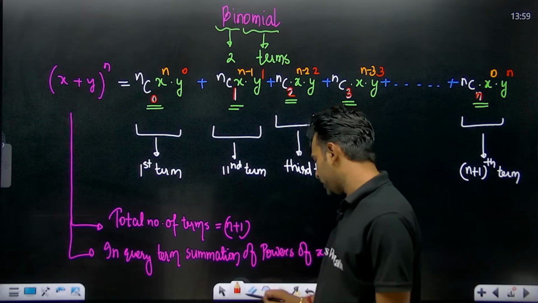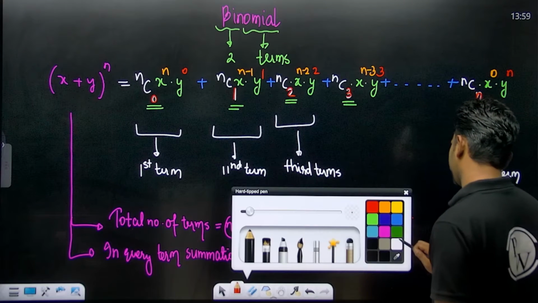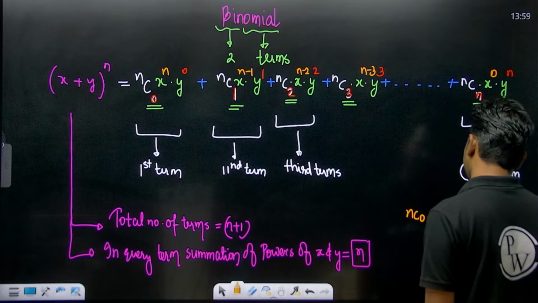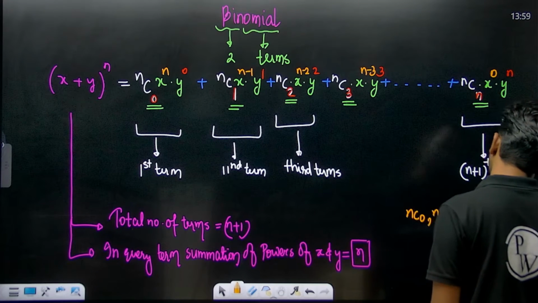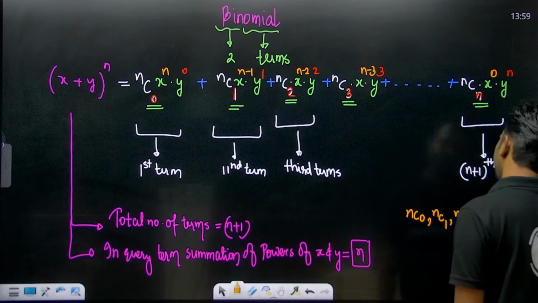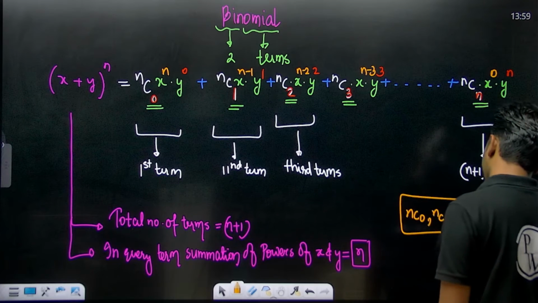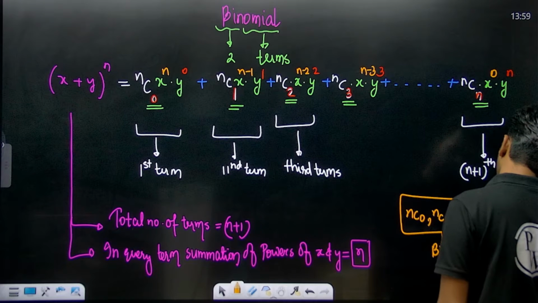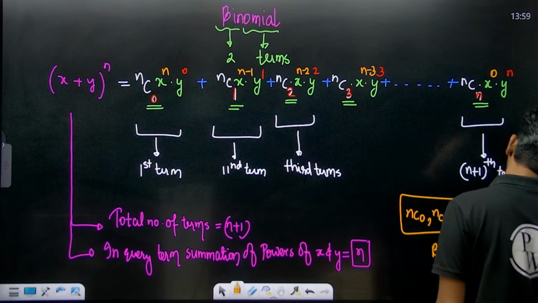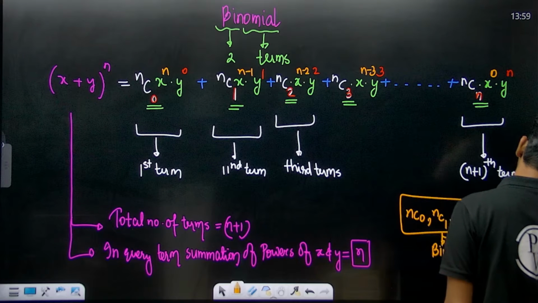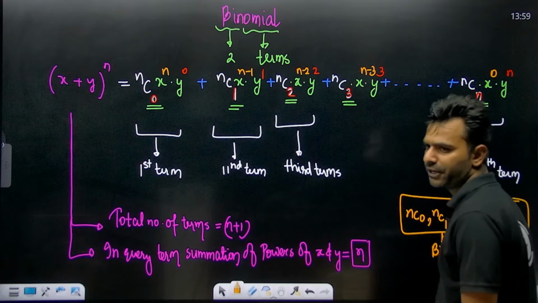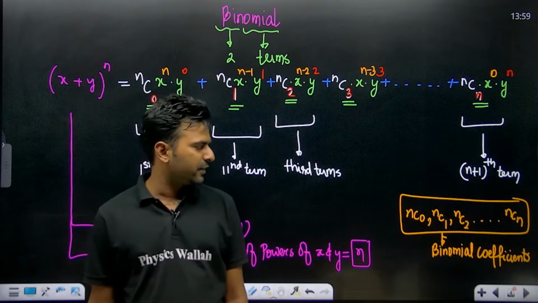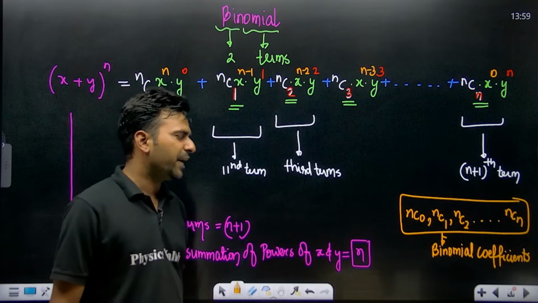Okay, over here these particular things, what particular things? Let me tell you. Over here these nC0, nC1, nC2, nC3 and so on till nCn, these are known as binomial coefficients. There is a usage of all these things in the chapter permutations and combinations as well, but we do call these coefficients nC0, nC1, nC2 till nCn as binomial coefficients.